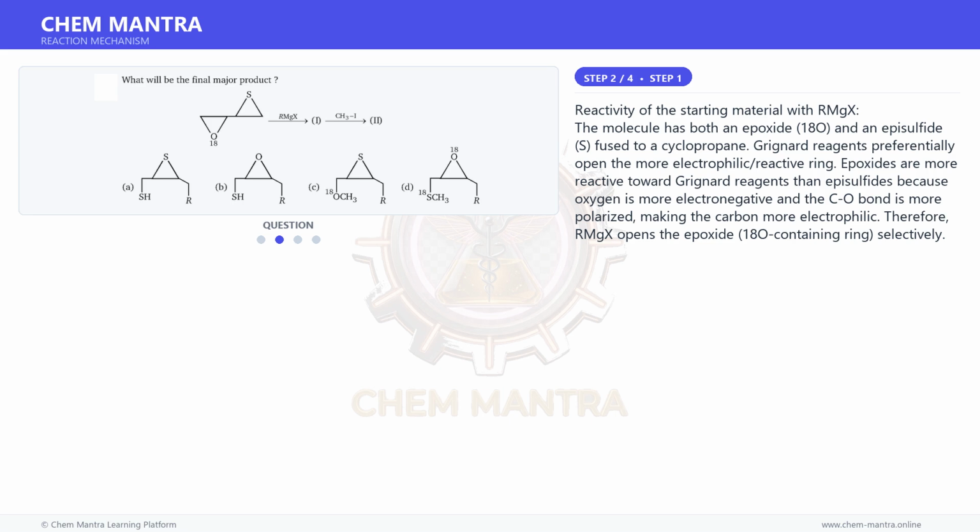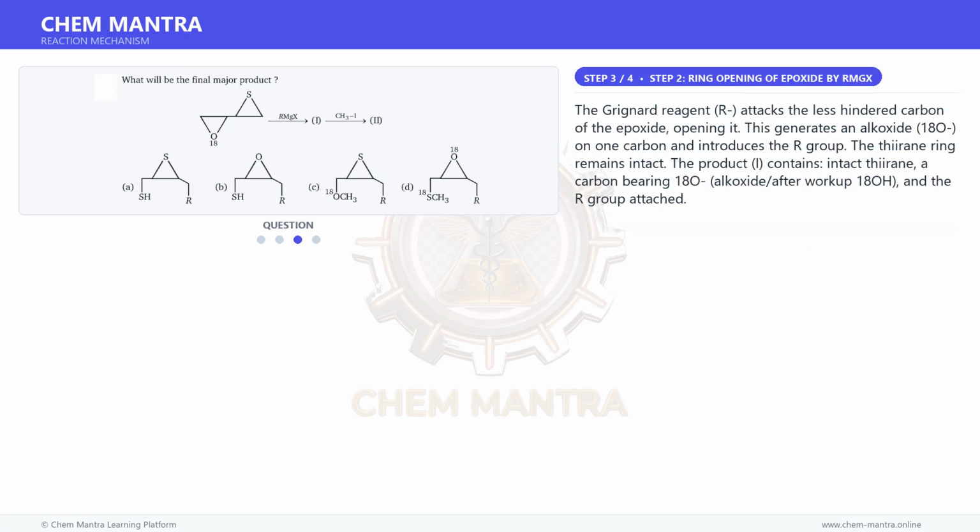Epoxides are more reactive toward Grignard reagents than episulfides because oxygen is more electronegative and the C-O bond is more polarized, making the carbon more electrophilic. Therefore, RMgX opens the epoxide, the 18O containing ring, selectively. Moving on to the next step.